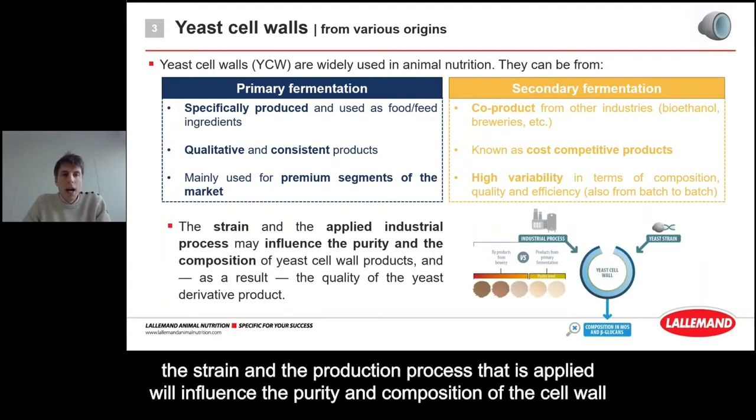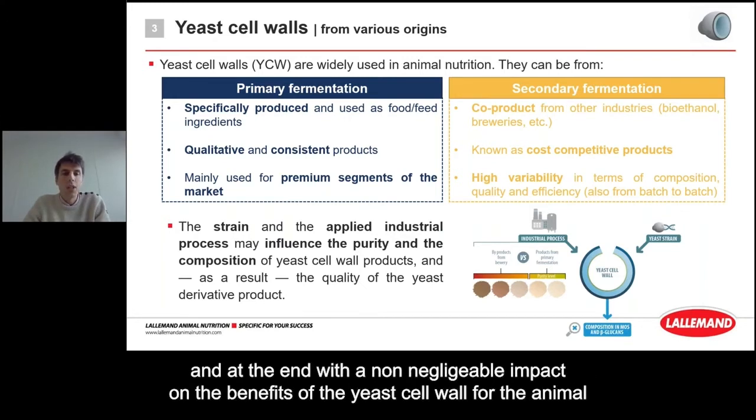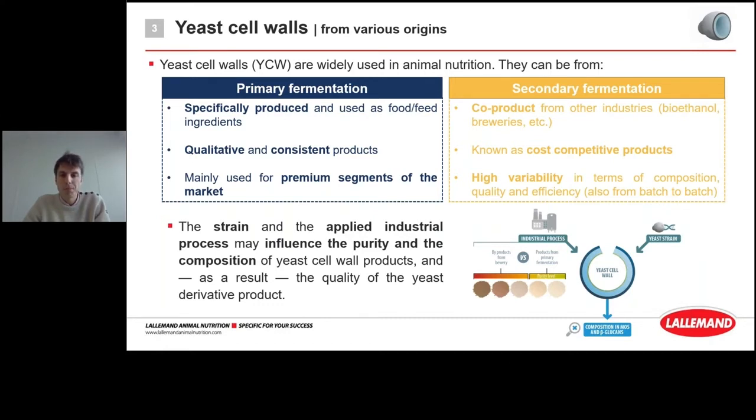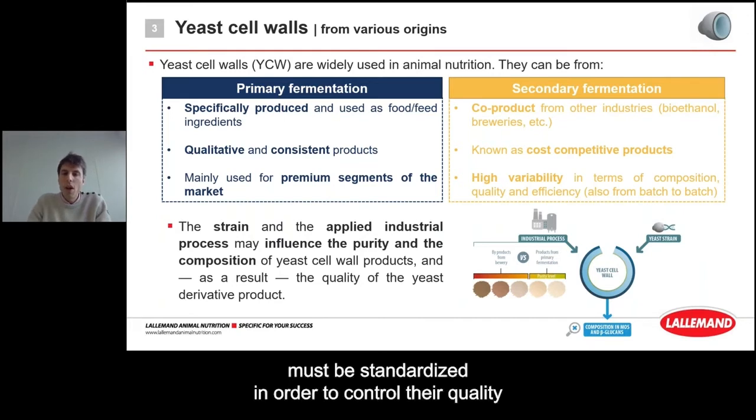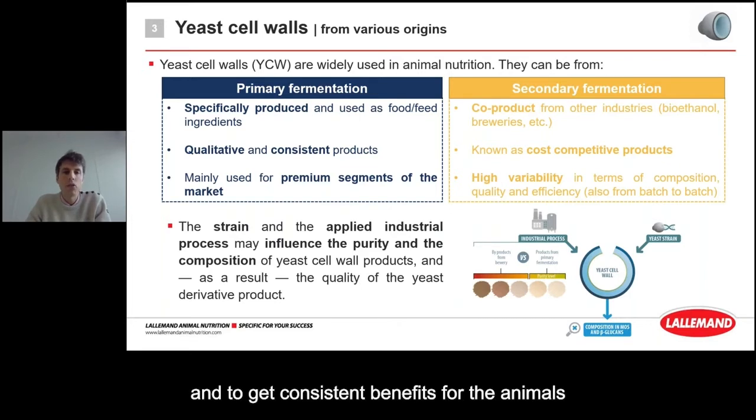The strain and the production process that is applied will influence the purity and composition of the cell wall, and at the end with a non-negligible impact on the benefits of the yeast cell wall for the animal. Meaning that secondary fermentation yeast cell wall products must be standardized in order to control their quality and to get consistent benefits for the animals.